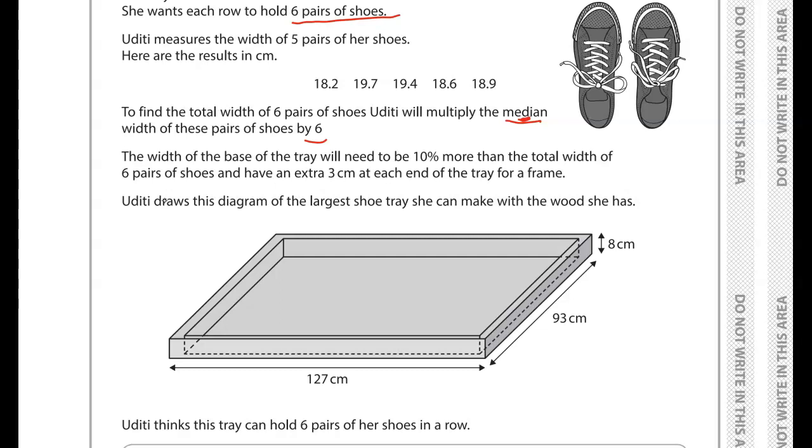Let's just do that. Let's start from the smallest to the largest, and the smallest of these is 18.2. Then we have 18.6, 18.9, 19.4, 19.7. Which one is in the middle? 18.9. So we're going to multiply that by 6.